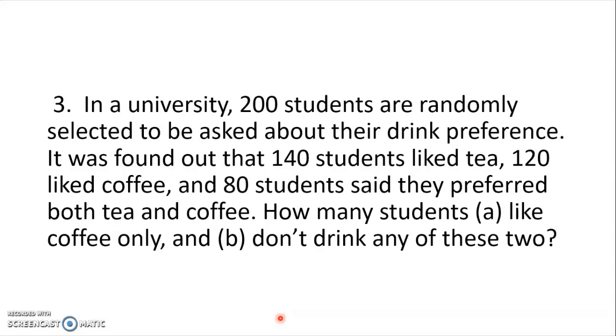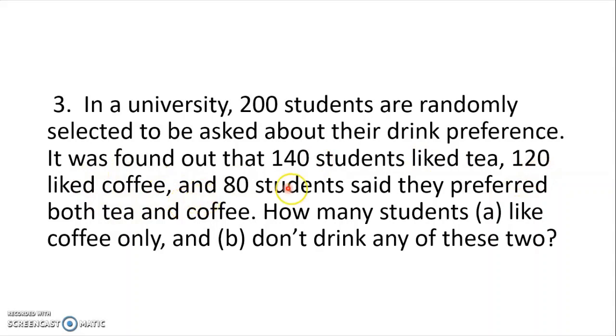We say in a university, 200 students are randomly selected to be asked about their drink preference. So that 200 students here would be your universal set, the cardinality of the universal set. Sila lahat yung tinanong. Okay? And then it was found that 140 students liked tea. Okay? So cardinality for those set who likes tea, people who likes tea, ay 140. 120 liked coffee. So the cardinality for the set of people who liked coffee is 120.